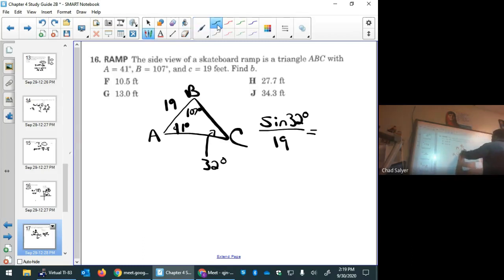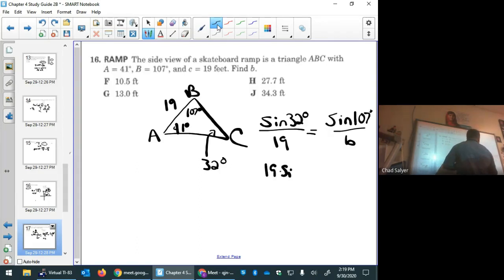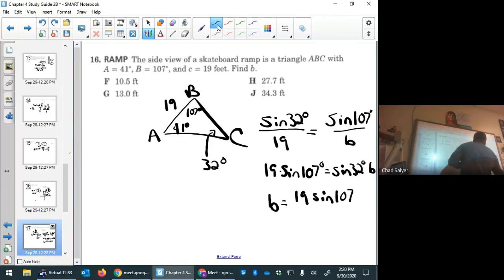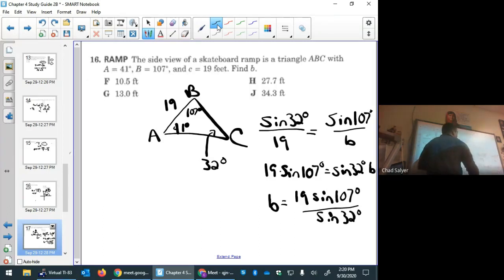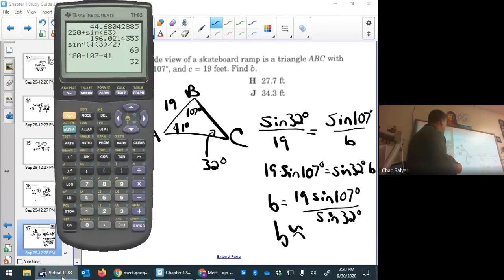So B is going to be found by taking the sine of 107 degrees over B. Cross multiply and so on. 19 times sine of 107 equals sine 32 degrees times B. Divide both sides by the sine of 32 and you get B equals this expression. And we'll punch that in our calculator to get an approximate value for B.